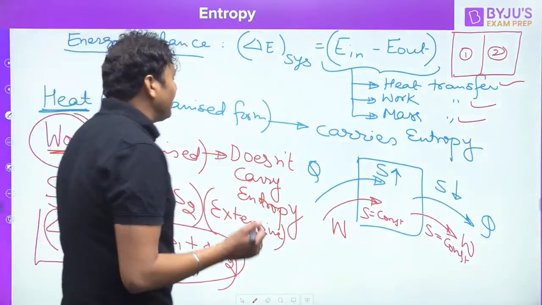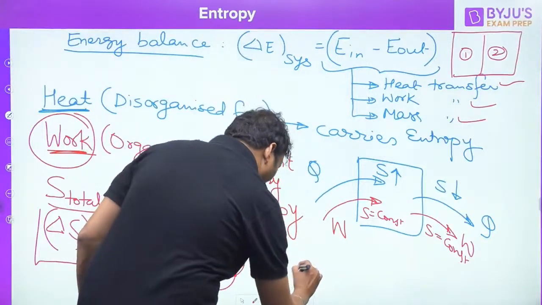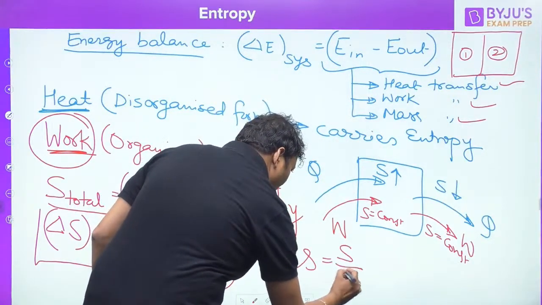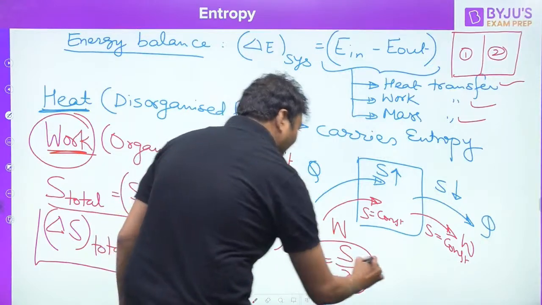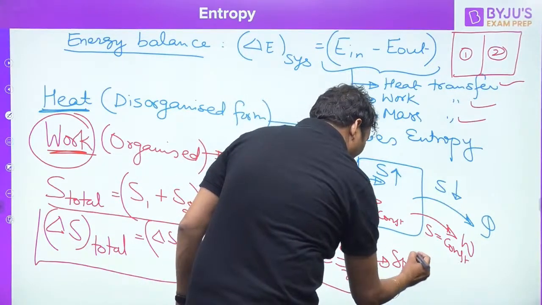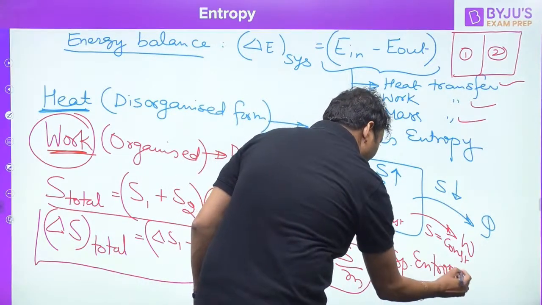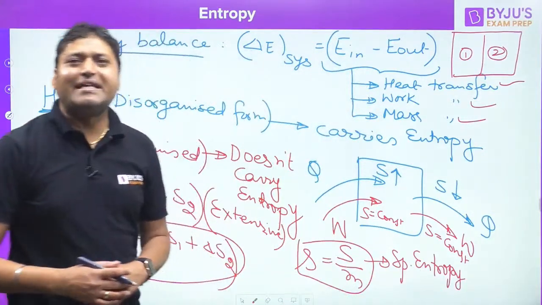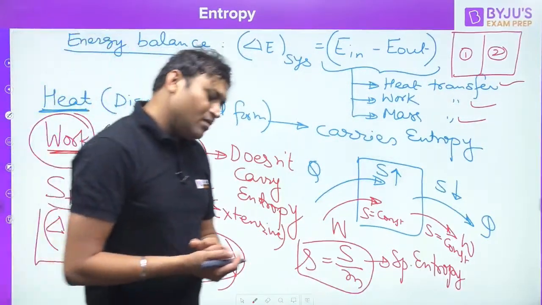There is another parameter defined, called specific entropy, which is entropy per unit mass. That is specific entropy. What is the unit of specific entropy? All the specific properties are intensive. You must be knowing.